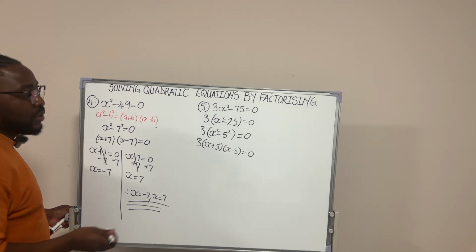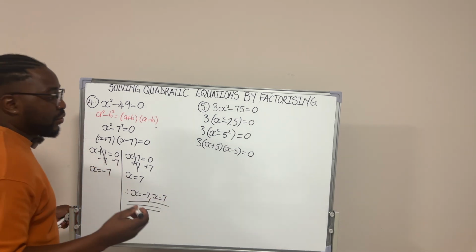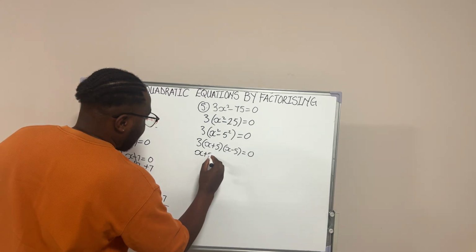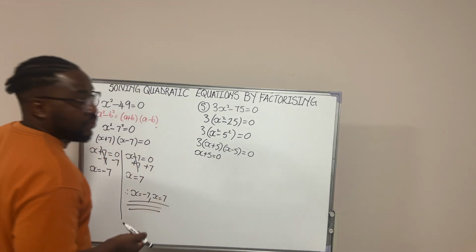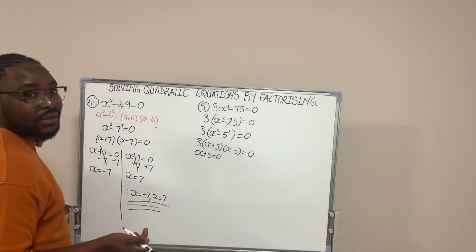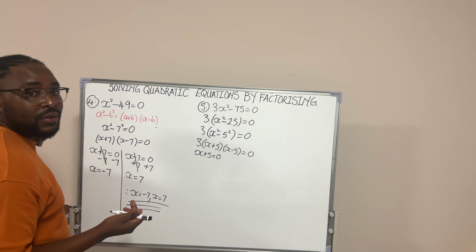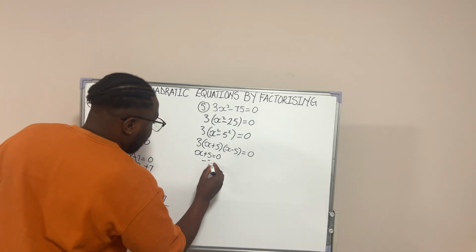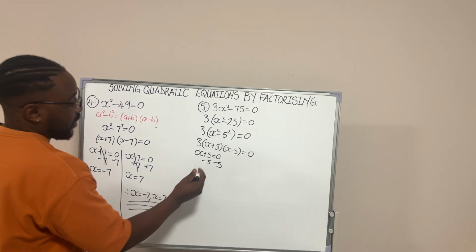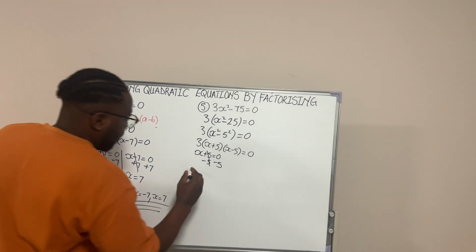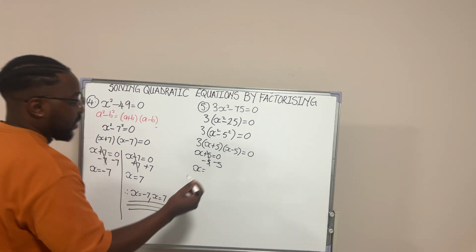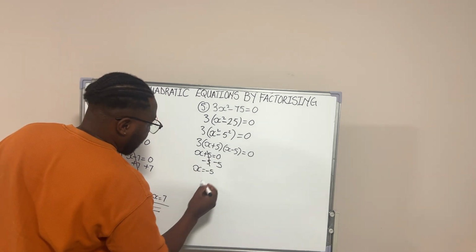What will be our next step? Setting each factor to 0. Let's start with the first factor over here, x plus 5 equal to 0. Let us find the value of x by simply isolating. And how do we do that? We subtract 5 from both sides of our equation. Positive 5 and negative 5, those two cancel out. We shall be left with what? With x equal to 0 minus 5 is negative 5.